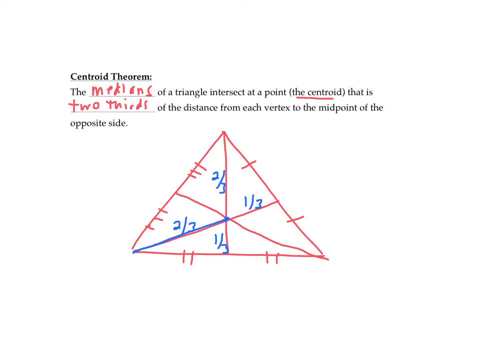So in other words, if we had a line segment, and let's just say, for instance, this median had a length of 3, then this distance would be 2, and this distance would be 1. Because if the whole length was 3, this is 2/3 of 3, and this is 1/3 of 3. Okay, we're going to practice this with a few problems.